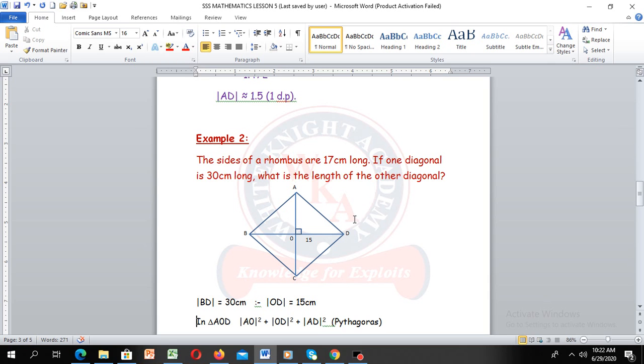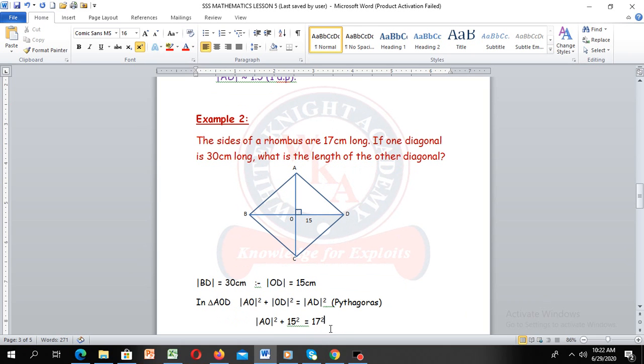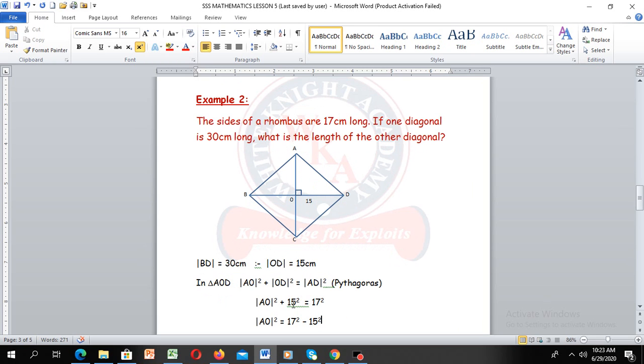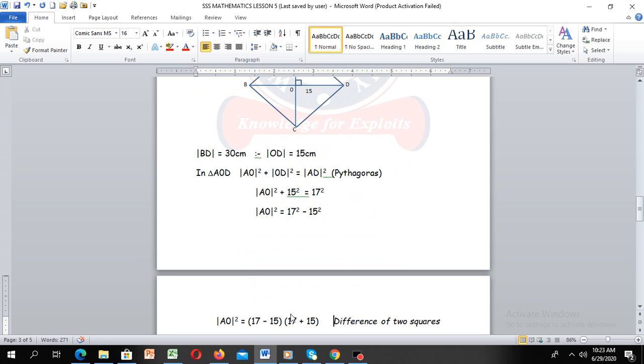So in right angle triangle AOD, we use Pythagoras rule. That will be AO squared plus OD squared is equal to AD squared. And then we substitute: AO squared plus 15 squared is equal to 17 squared, because our OD is 15 units. Then we collect like terms and bring 15 squared to the other side. Therefore, AO squared is equal to 17 squared minus 15 squared.